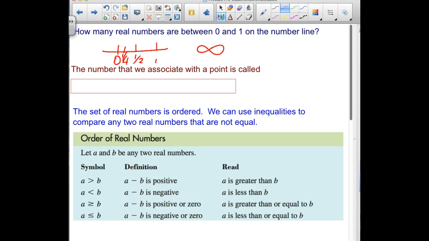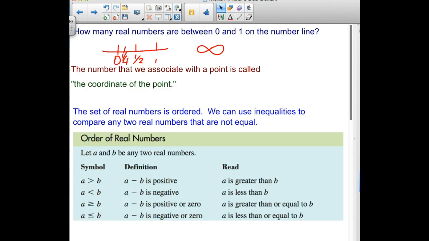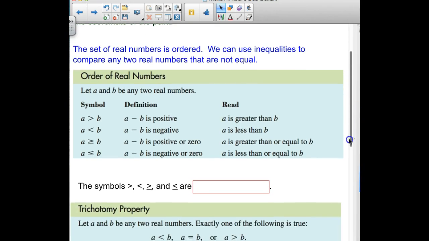Okay, the number we associate with that point is called the coordinate of the point. And since the set of real numbers is ordered, we can actually organize them on a number line. We can use inequalities to compare them. So given any two real numbers, one option is that A is bigger or greater than B. If that is the case, then A minus B is a positive number. Or A could be less than B, where A minus B is negative.